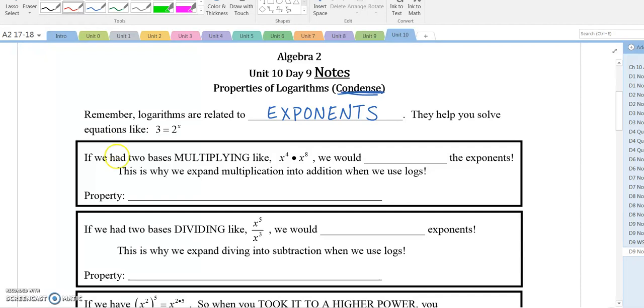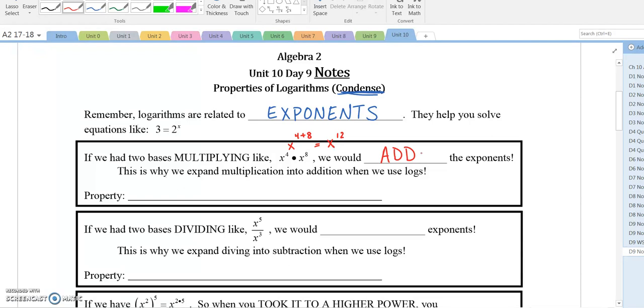So for example, if we had two bases multiplying, like x to the 4th times x to the 8th, we would turn that into x to the 4 plus 8. We would add them, which would be x to the 12th. So multiplying means we add our exponents. And that's why we expand multiplication into addition when we use logs.